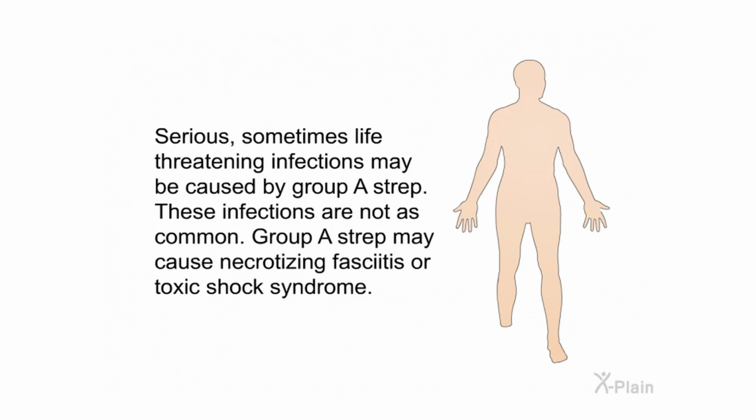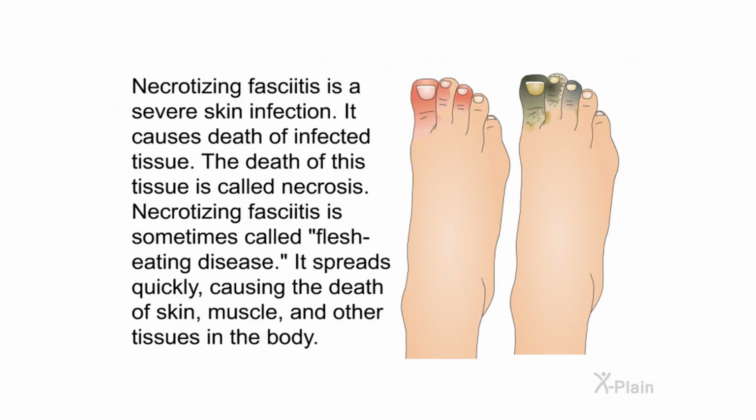Serious, sometimes life-threatening infections may be caused by Group A strep. These infections are not as common. Group A strep may cause necrotizing fasciitis or toxic shock syndrome. Necrotizing fasciitis is a severe skin infection. It causes death of infected tissue. The death of this tissue is called necrosis. Necrotizing fasciitis is sometimes called flesh-eating disease. It spreads quickly, causing the death of skin, muscle, and other tissues in the body.